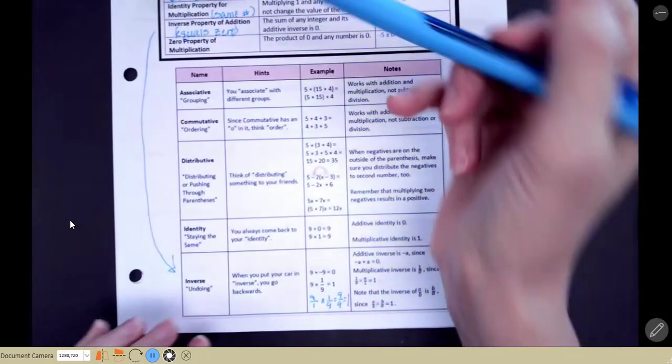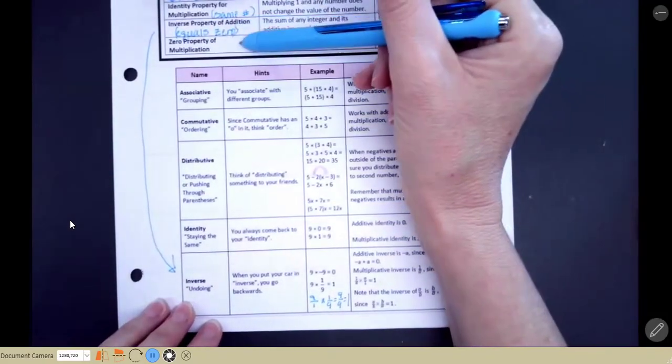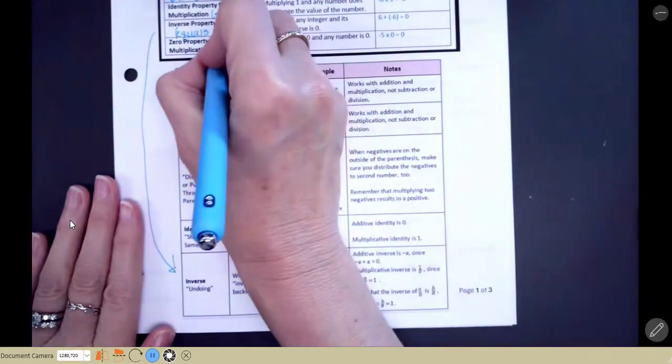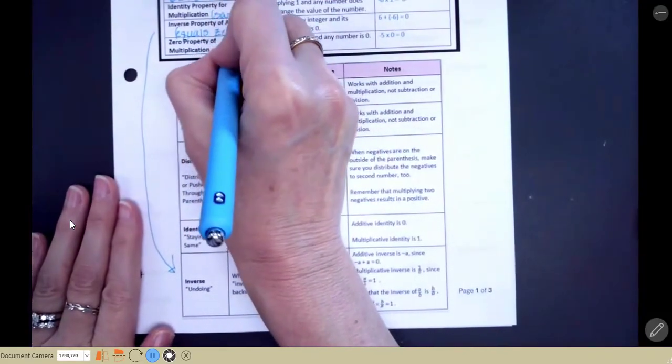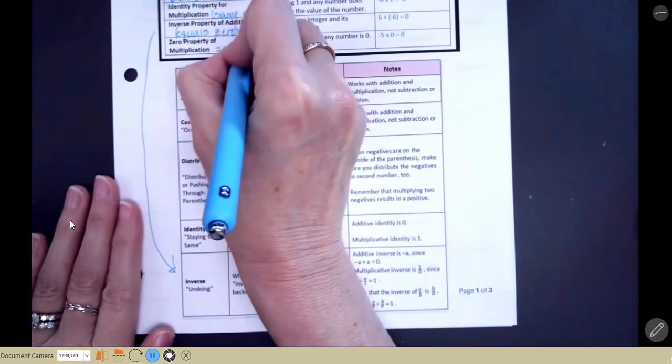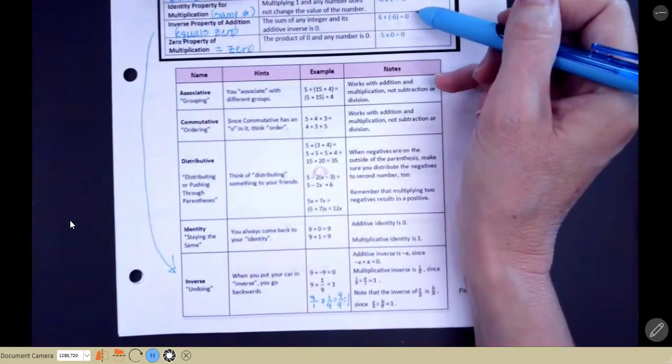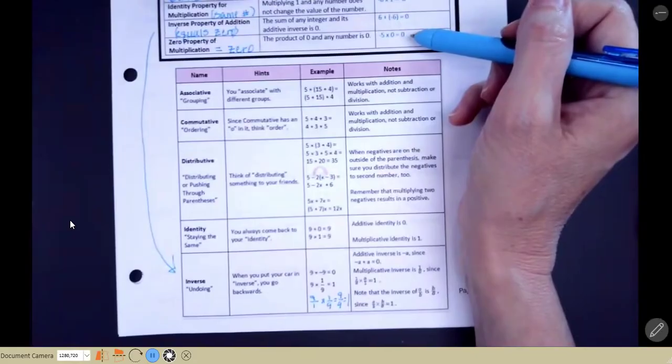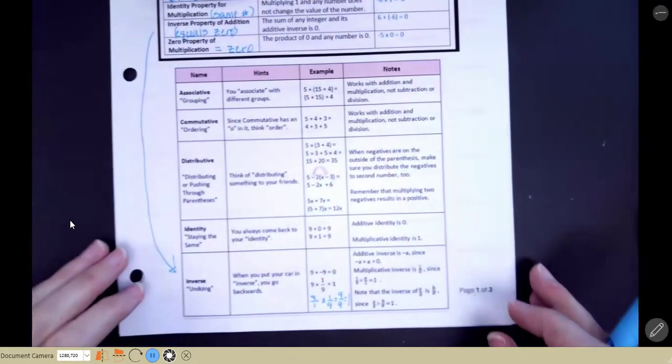And then the last one is the 0 property of multiplication. That means that when you multiply by 0, it equals 0. So don't get confused between the inverse of addition and the 0 property of multiplication. Those are two different things. All right, let's go ahead and move to page 2.